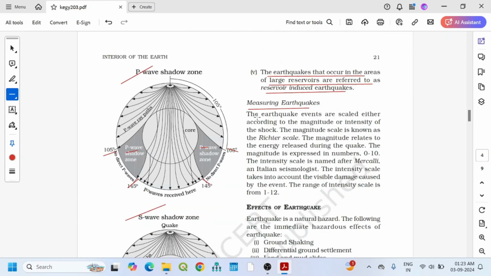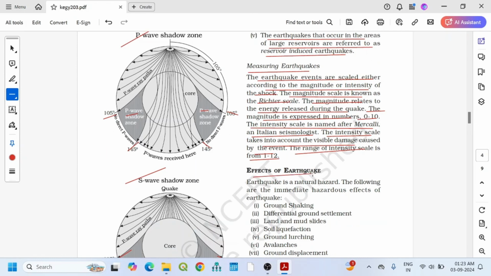Measuring earthquakes. The earthquake events are scaled either according to the magnitude or intensity of the shock. The magnitude scale is known as the Richter scale. The magnitude relates to the energy released during the quake. The magnitude is expressed in numbers from 0 to 10. The intensity scale is named after Mercalli, an Italian seismologist. The intensity scale takes into account the visible damage caused by the event. The range of the intensity scale is from 1 to 12.